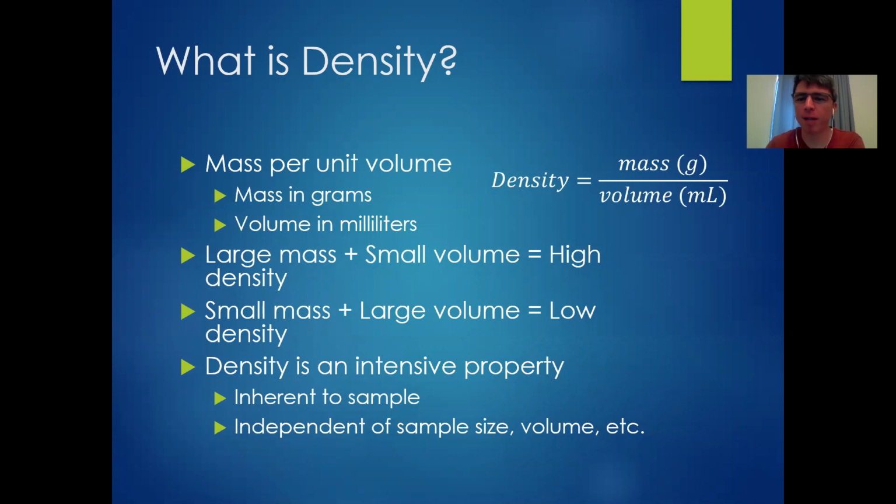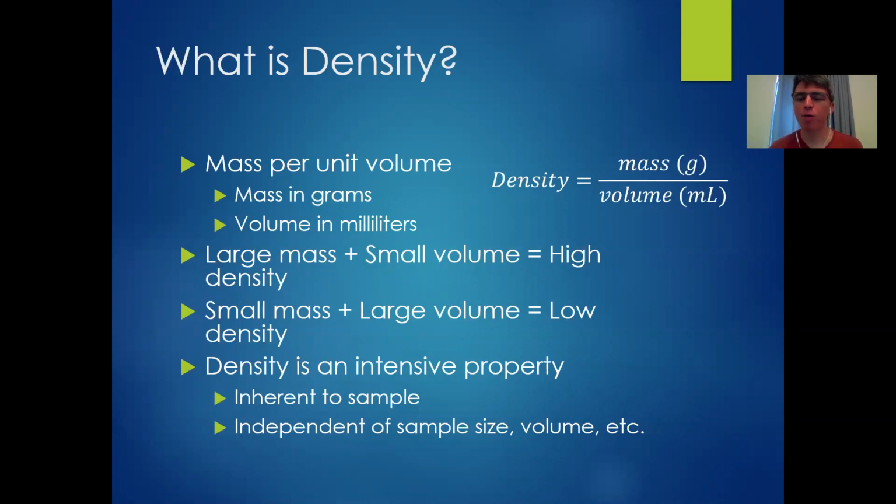Density has the formula density equals mass over volume. Mass is usually in grams, volume is usually in milliliters, but any mass or volume unit technically will give you a density. The definition of density is mass per unit volume. We briefly discussed it last week. This week, we're really going to go into what it is and how we can measure it.